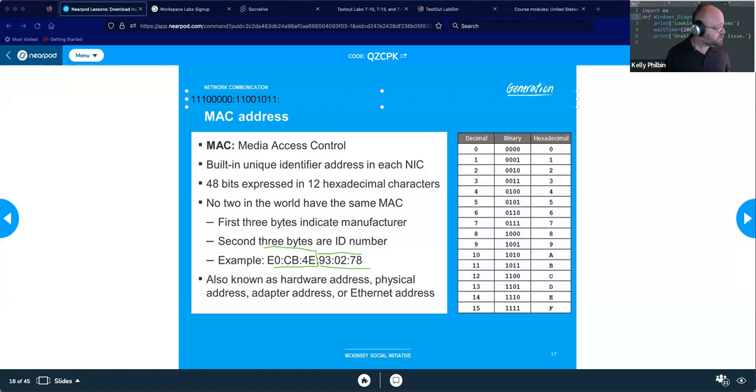Colon. My next would be 4, which is 0100. And then E, which we already did, is 1110. Colon. 9, which is 1001. 3, which is 0011, colon, 0, which is 0000, 2, which is 0010. And then lastly, 7, which is 0111, and 8, which is 1000. So this is what the computer sees.